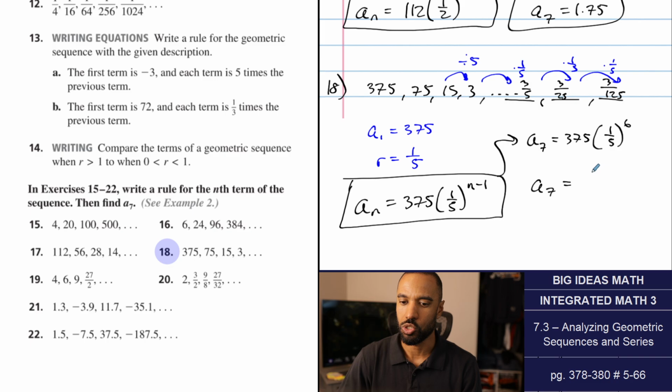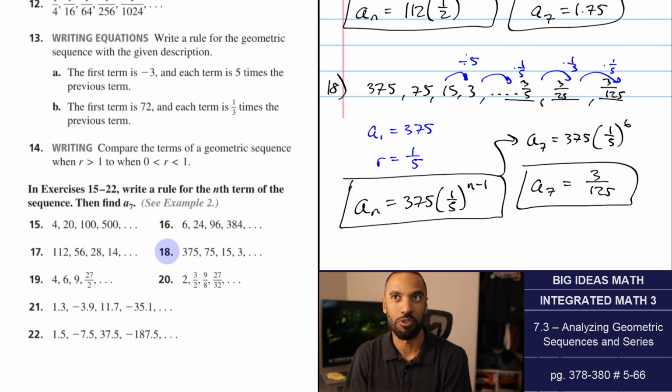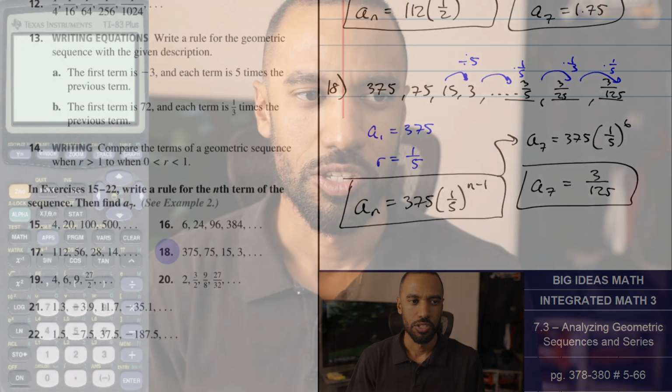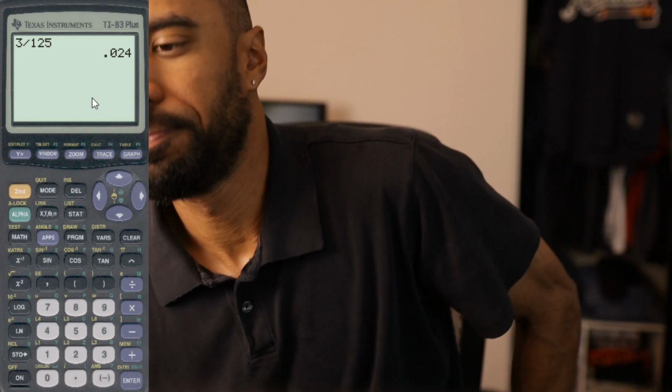So a sub 7 is 3/125, which is a weird decimal answer. Let's check it. Oh, 0.024. I guess not bad. But still a weird decimal. That's an answer. Now, if I did 375 times 1/5 to the 6th power, you'd still get that same answer. And you can convert to fraction form, and it gets you that same thing. So it's kind of up to how you write it and kind of up to what you're doing.